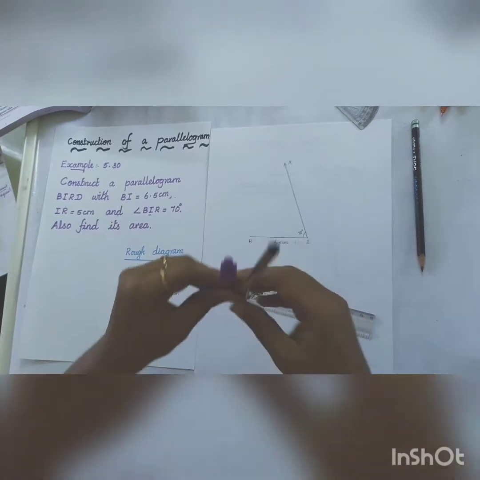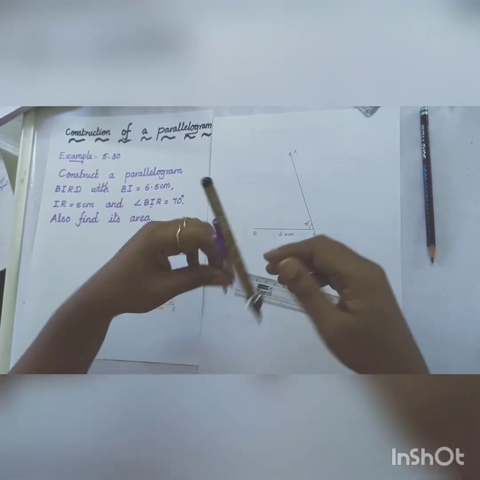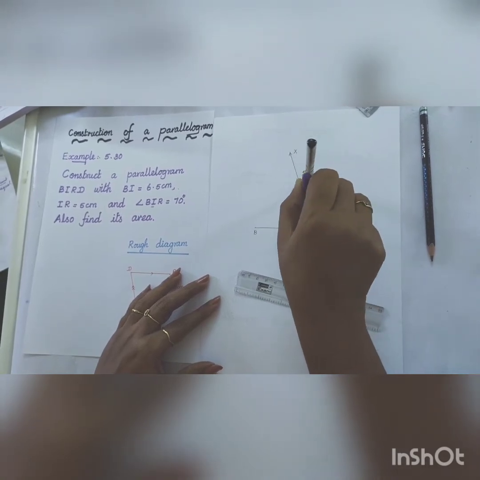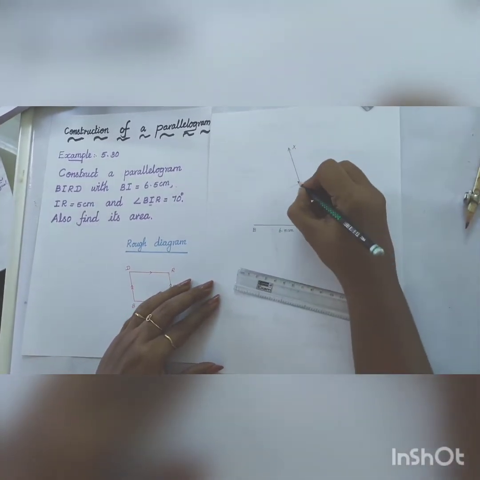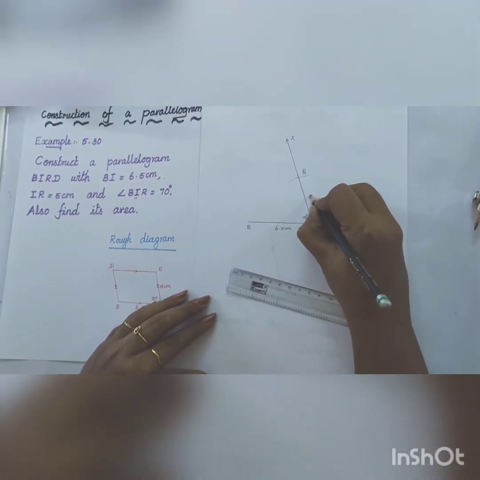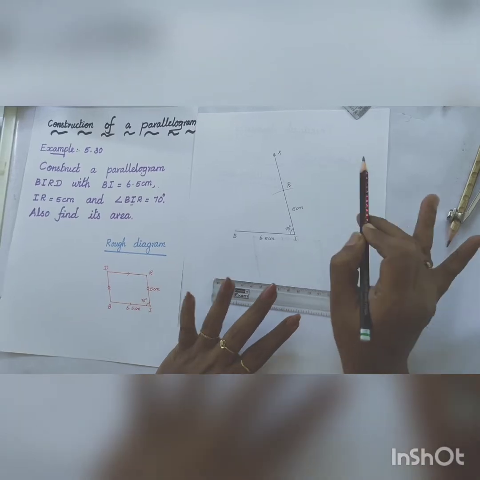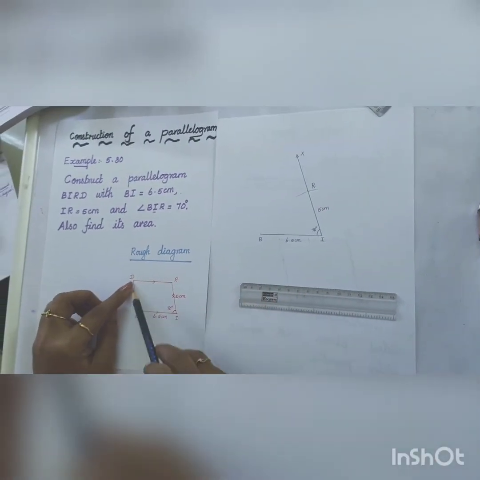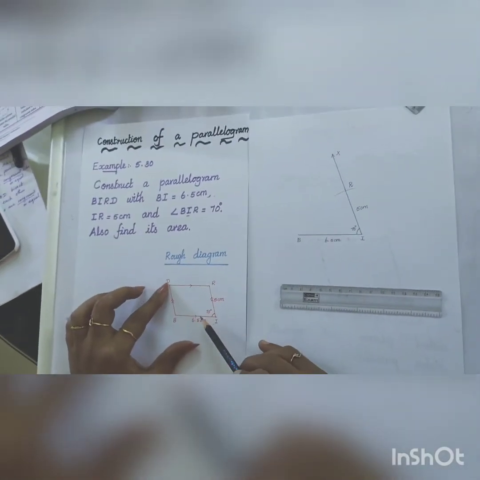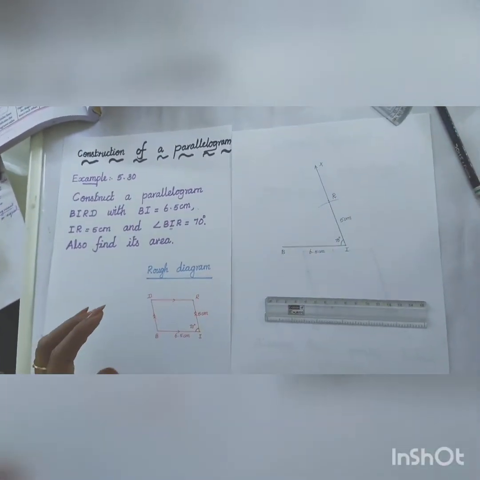So you can take 5 centimeter in your compass. Keep this point I as the center and draw an arc. This is the point R. Here you can mark 5 centimeter. So now the given measurements are drawn. How to complete this point D? Already we know parallelogram means opposite sides are parallel and opposite sides are equal. So you need not worry about anything.